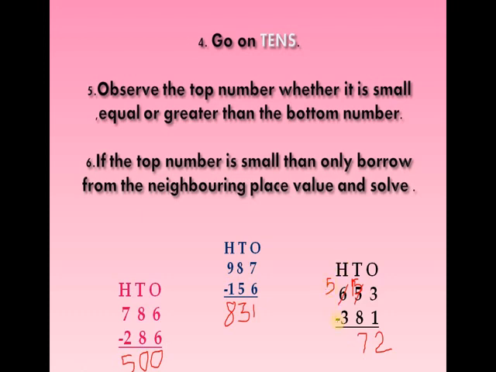Observe the numbers, 5 minus 3. The top number is greater. So 5 minus 3 is 2. So 272 is your answer. For any problems or any story time or any sum you need to do in subtraction, you have to follow these rules. If you follow the rules, you will never go wrong.